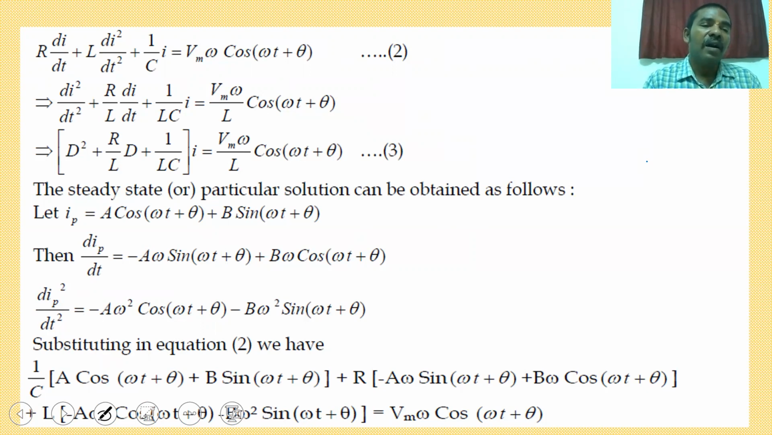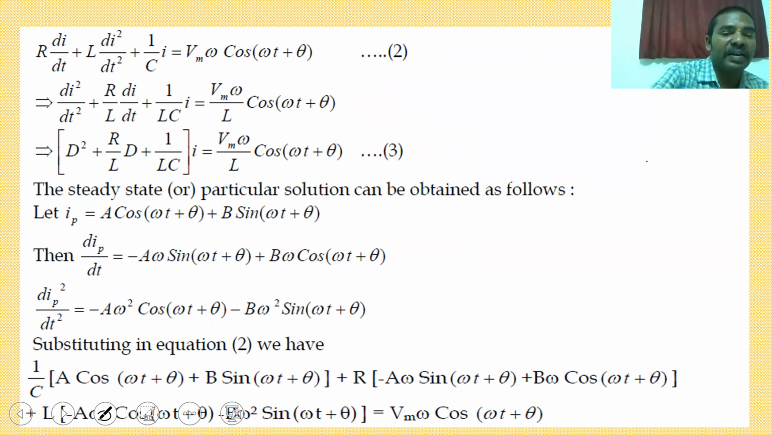Then d/dt I am writing as capital D. So D² + (R/L) D + 1/LC, operating on i, equals Vm ω/L cos(ωt + θ). For this also, it is a second order differential equation. You have the complementary function as well as the particular integral.